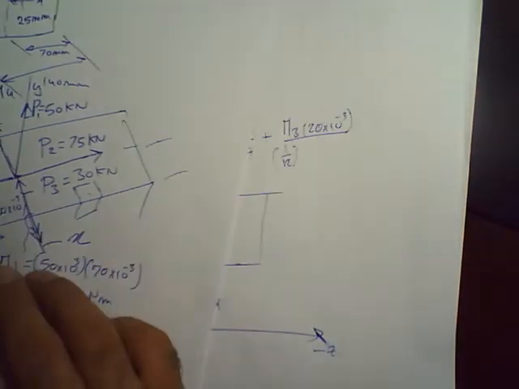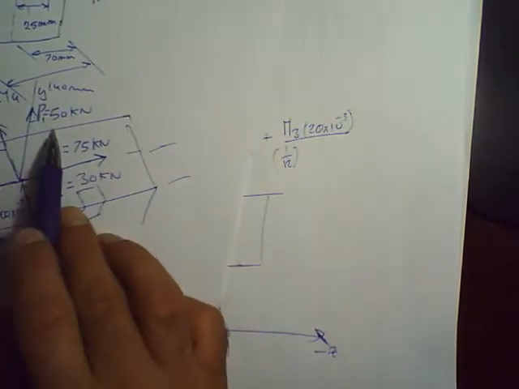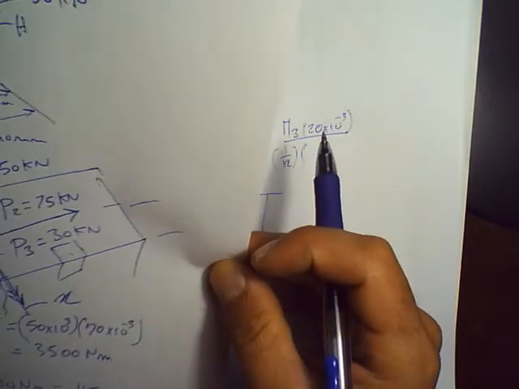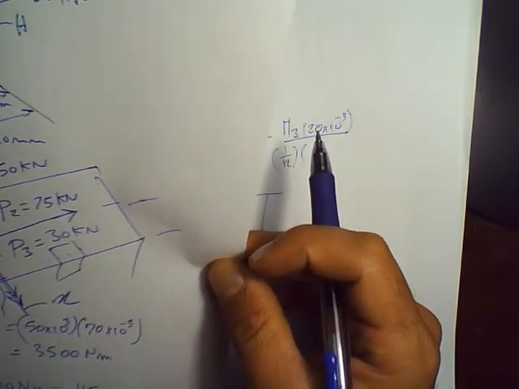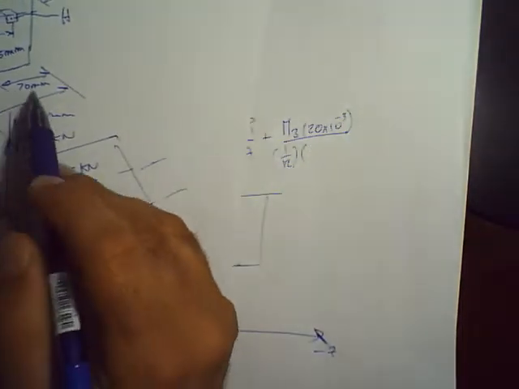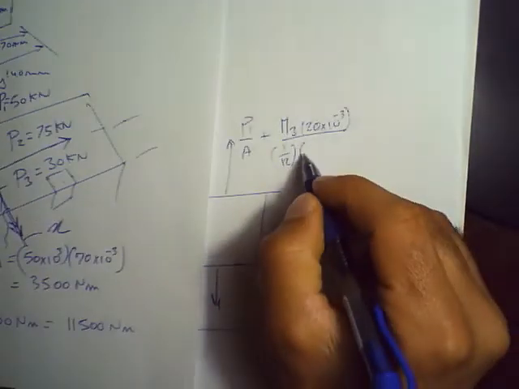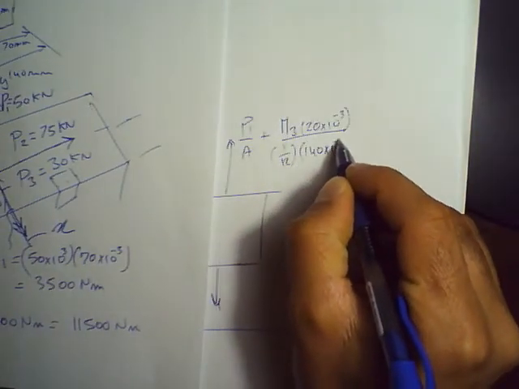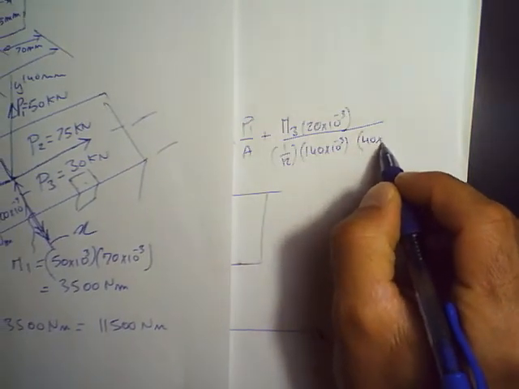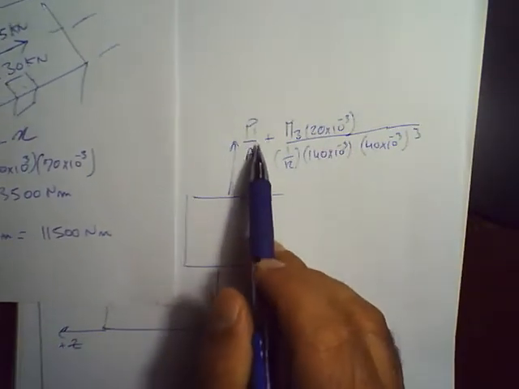What is the base? Based on this neutral axis, the base is going to be this, right? So 1 over 12 multiplied by what is the base in this case? It is going to be equal to how much? 140, right? So 70, and then this whole thing is 140. So 140 times 10 to the minus 3, and the height is going to be equal to 40 times 10 to the minus 3. So we got the first component, which is due to the force.